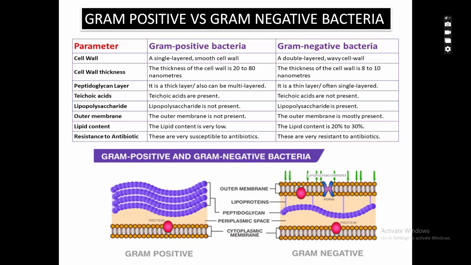We will come to more details. The lipid content is very low in gram-positive bacteria, and the lipid content is 20 to 30% in gram-negative bacteria. Another most important difference between these two is the presence of lipopolysaccharide, which is the trigger for septic shock or endotoxemia. It is present on the cell wall of gram-negative bacteria.